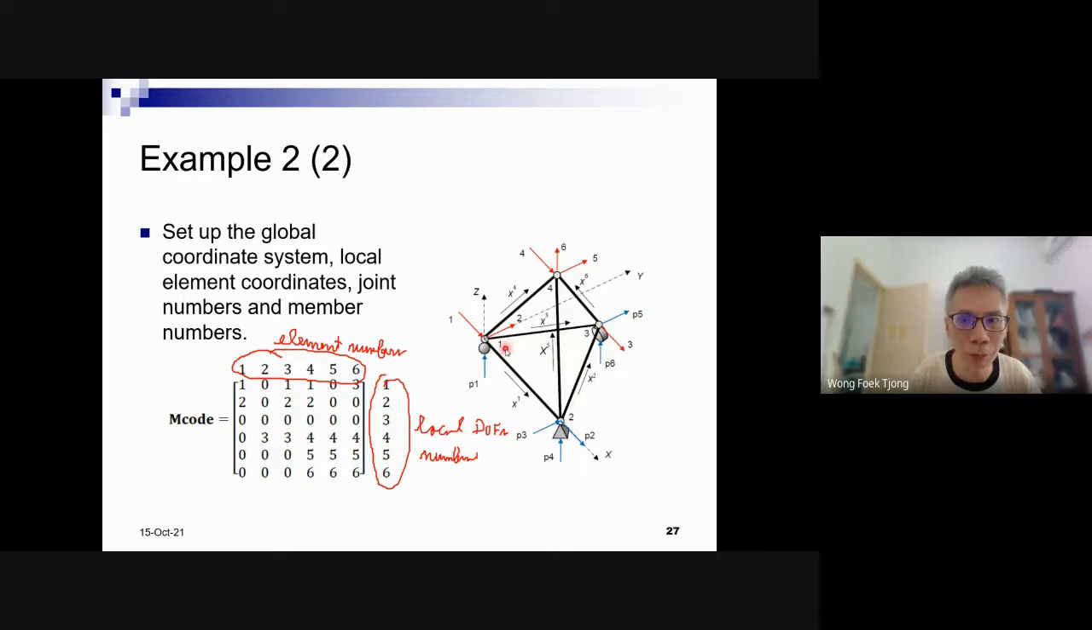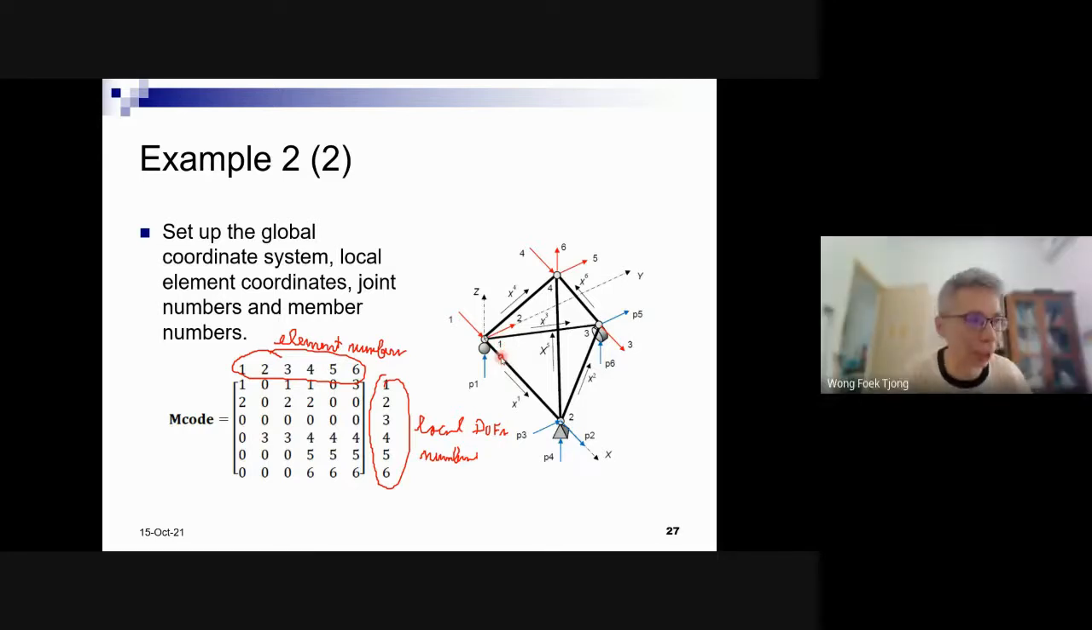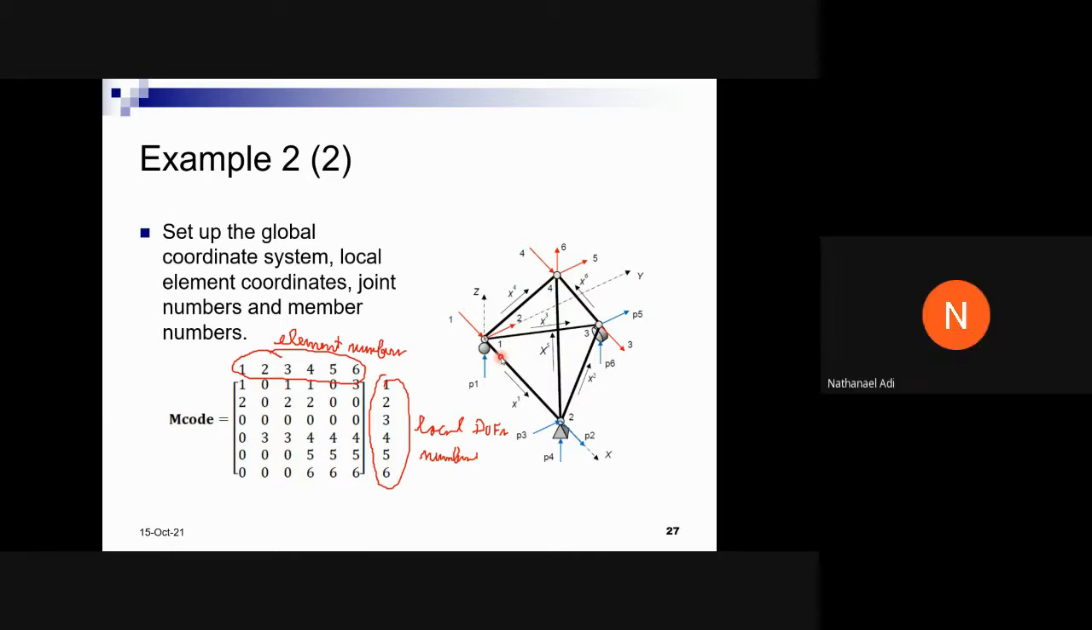X is 1, yes. Y is 2, Z is 3. What I want to ask you is, can you talk more loudly because I cannot hear clearly? Okay, sir, can I speak in Bahasa?